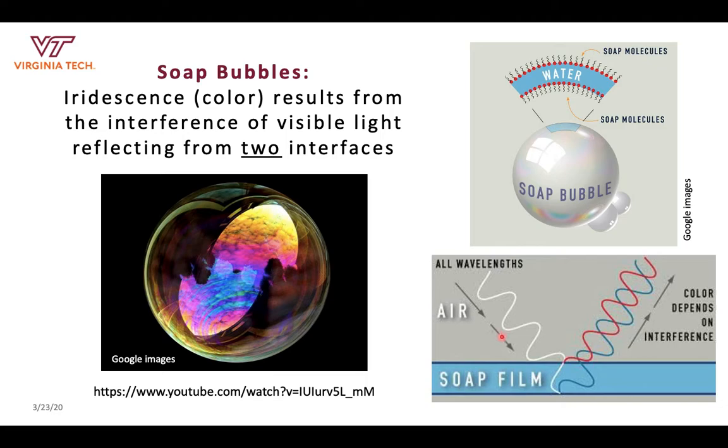So again, the important thing here is light reflecting off of, in this case, two interfaces. When that happens, a single ray ultimately becomes two rays that then can interfere with one another and create that color.